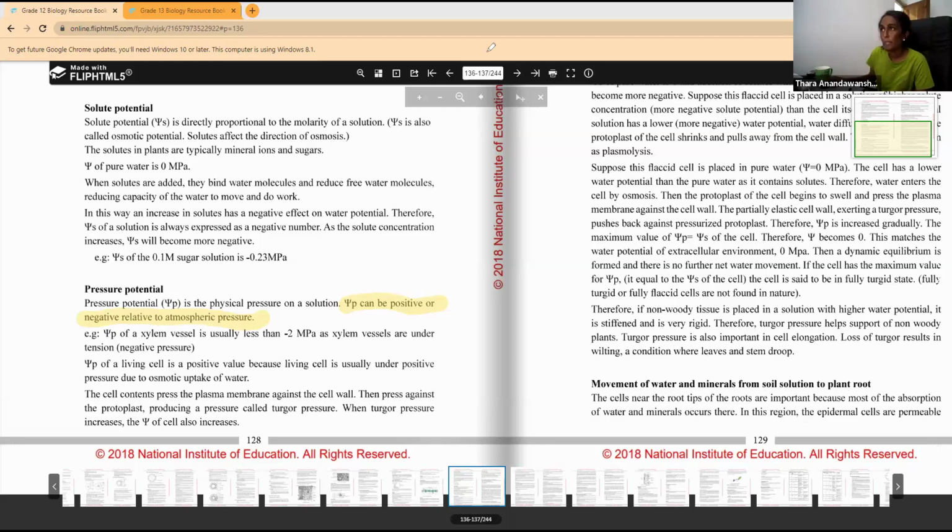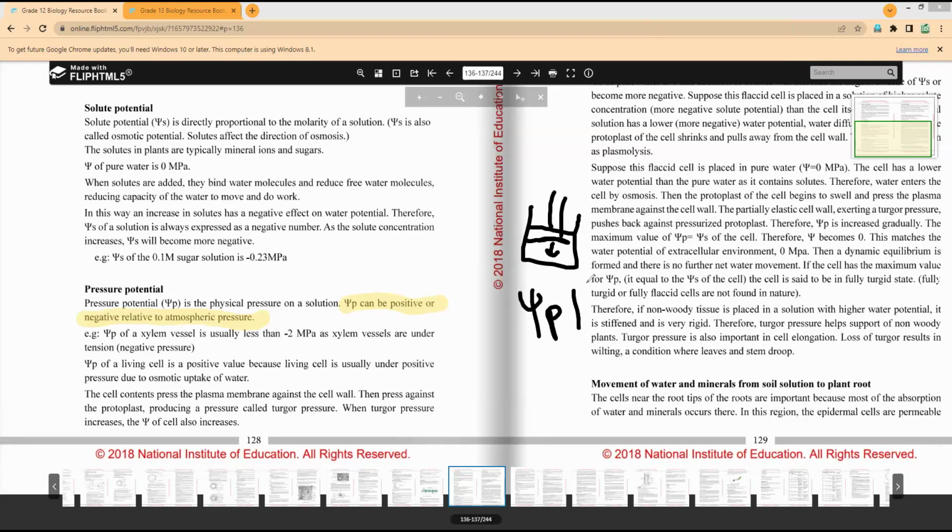Water, let's say we put water in a container. If you use a piston and if you increase the pressure, that means if you push downwards, it will increase the psi p value. Did you understand that? Yes, teacher.